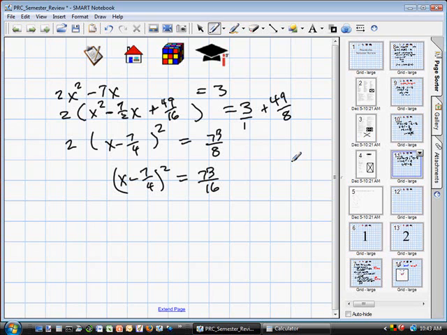John? What happened to the 2 outside? What I did is divided both sides by 2. So this went away, and that's why this became, yeah. Divide both sides by 2. Good questions.